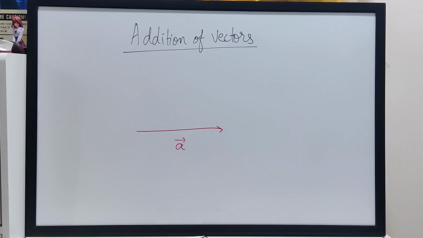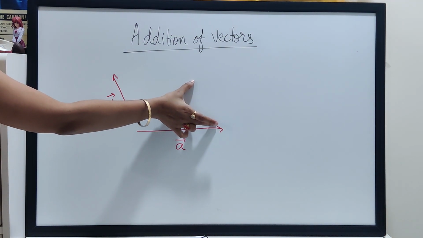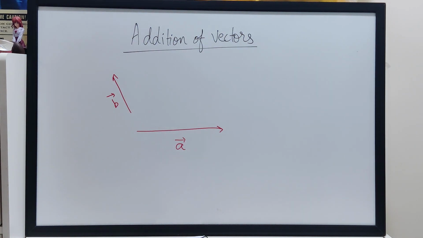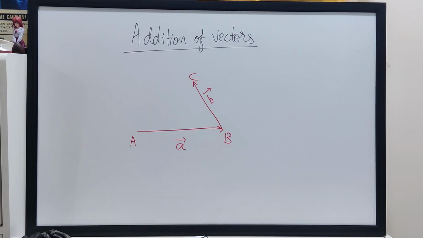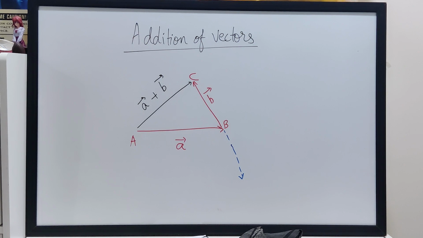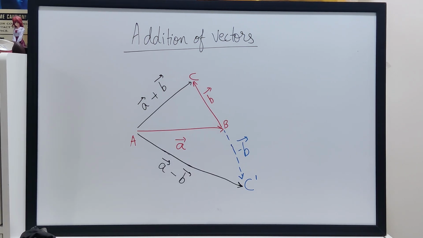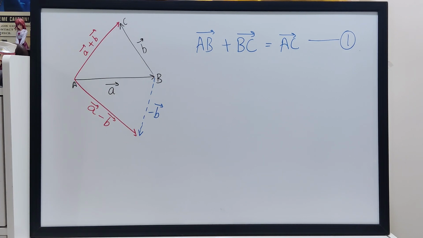Now suppose A is another vector, B is another vector. If we need to add them, we need to position B without changing its magnitude and direction. Now what will be the resultant? AC. Yes. So vector AC will be vector A plus vector B. If I plot vector B backwards, changing the direction, then the resultant will be A minus B.